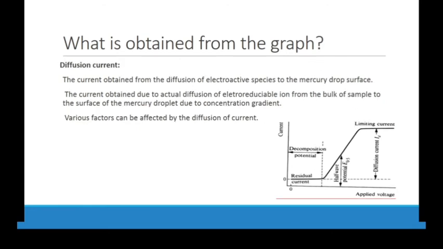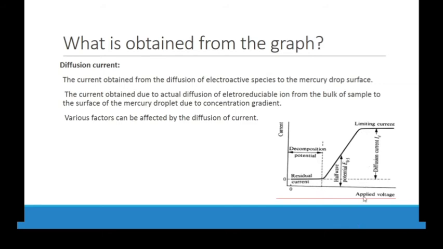So what is diffusion current? The current obtained from the diffusion of electroactive species to the mercury drop surface. The analyte of our interest, the ions of our interest, are electroactive species. When they reach the mercury drop surface, they start to reduce. So this is our diffusion current, which is from this point to this point.